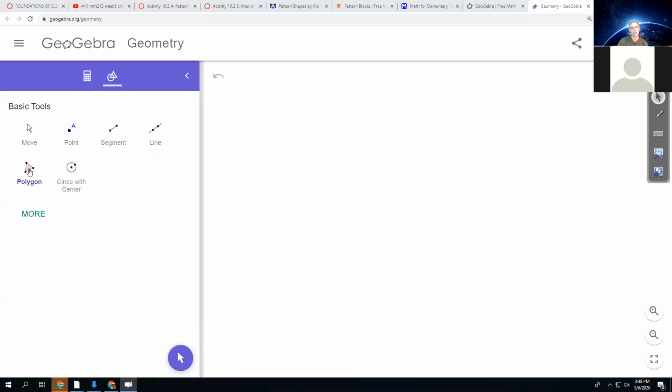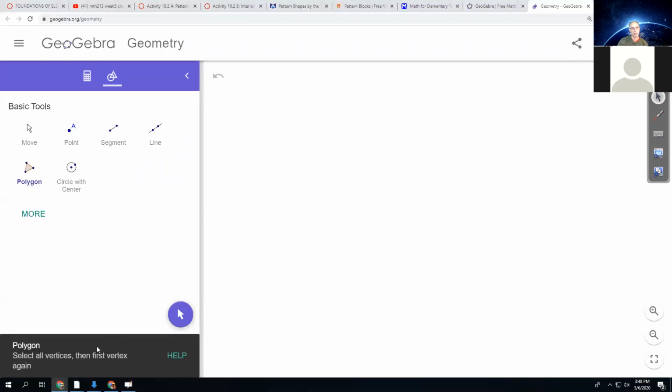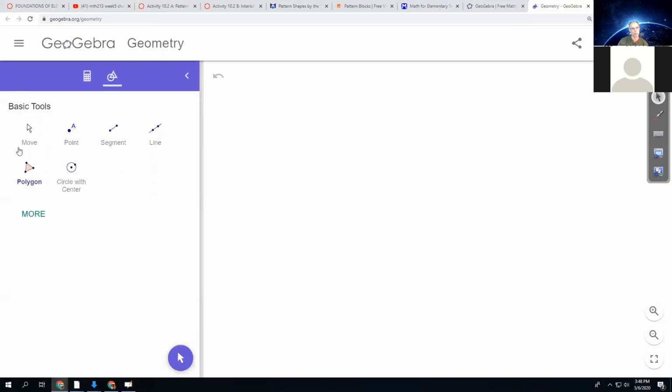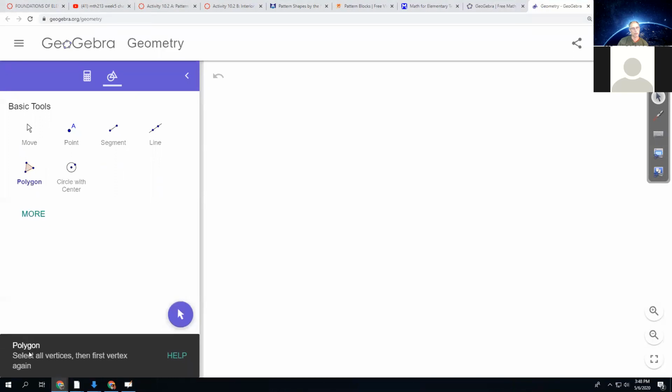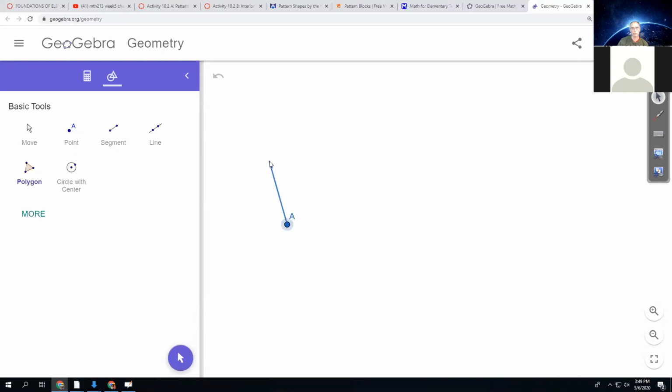So I choose the polygon tool here, and then it tells me what to do. Polygons at the bottom left, select all vertices, get back here, then the first vertex again. So just kind of playing around, 1, 2, 3, 4, back to where you started. So there is a quadrilateral. None of these lines are parallel to each other, and they don't appear to be congruent, so this is just a quadrilateral. It's not a rhombus, it's not a trapezoid, it's not a parallelogram, not a rectangle, not a square. It is convex, not concave.